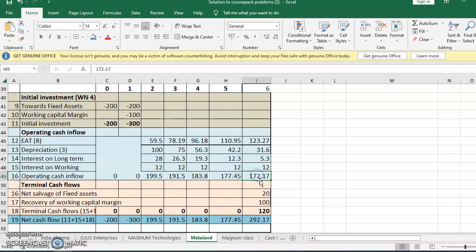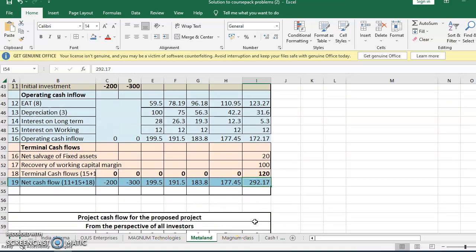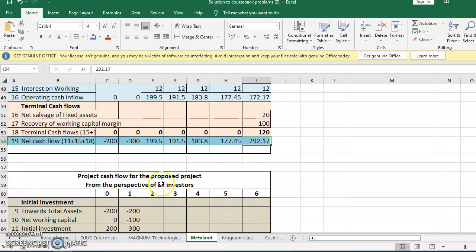191.5 to 172.17. Terminal cash flow, salvage value of fixed asset, and you all know how to calculate it, right? So we have taken 20 and 100 only. And net cash flow is after adding up the initial investment plus the operating cash flow plus the terminal cash flow. So we have got this. Finally, we have the projected cash flows from the point of view of all the investors.